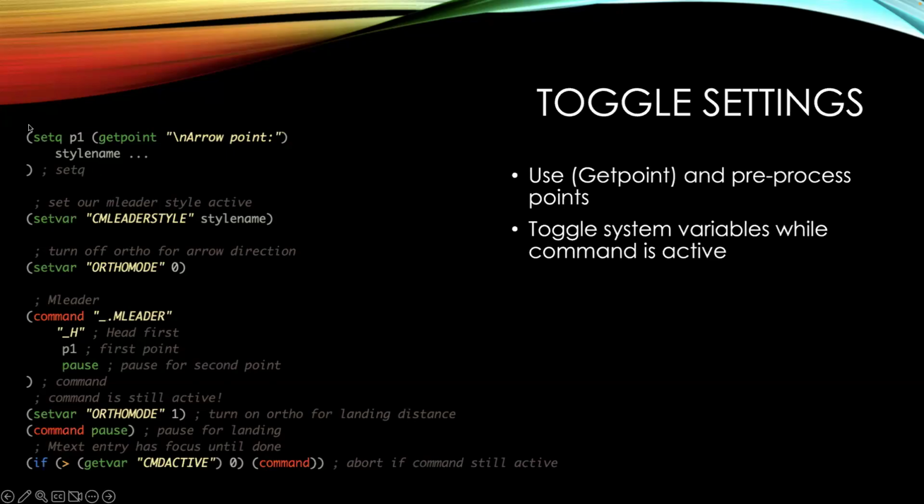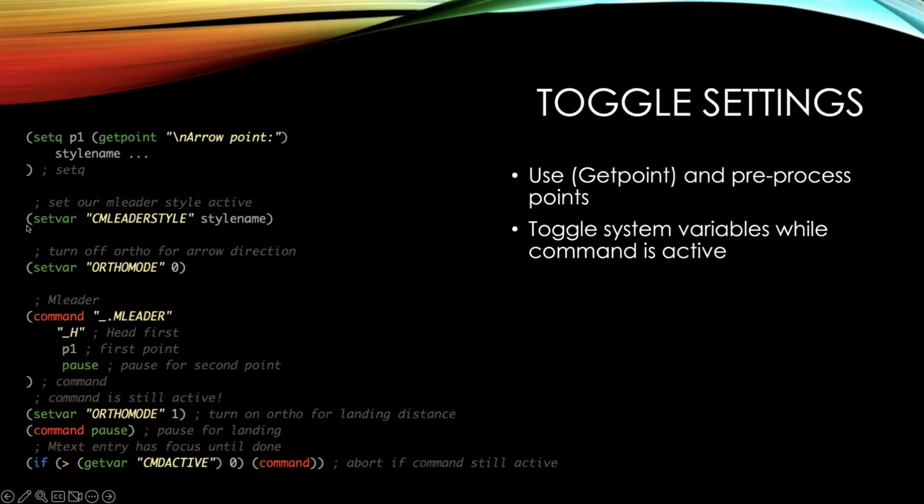So we start out, we're going to set our variable P1 to a point. We want to prompt the user for a point. So we prompt for an arrow point. So we got the point first, just in straight AutoLISP. And so now we can set our desired mleader style name, because perhaps the point was relating to the style name. But the important one is I set my current mleader style active, and that's how you do it.